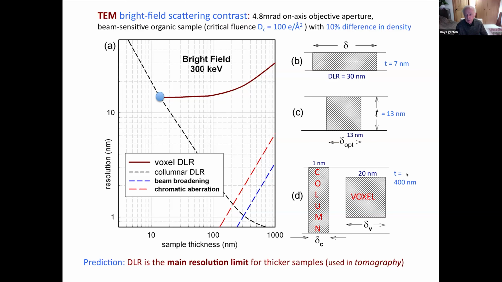Now, if we increase the sample thickness even more, one of two things can happen, depending on the shape of our feature in the sample. If we have a polymer with a grain boundary that runs from the top to the bottom of the sample and is parallel to the electron beam, then as we increase the thickness, the signal will get larger and larger. So our dose-limited resolution will actually get better as we increase the thickness of the sample further.